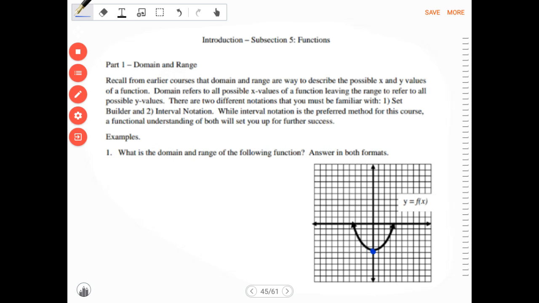All right, so if you have a look at this, please notice the arrows, so that means that this goes on forever. Okay, so that's awesome. So this is the basic parabola. So the domain for this is x such that x is an element of the reals. Okay, so we have these swirly brackets and the x such that. Okay, so that's how we do that. This is set builder.